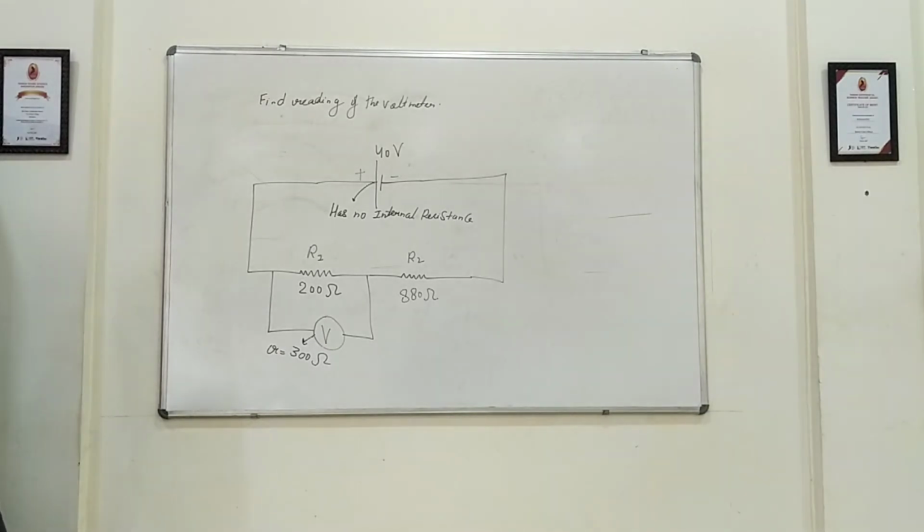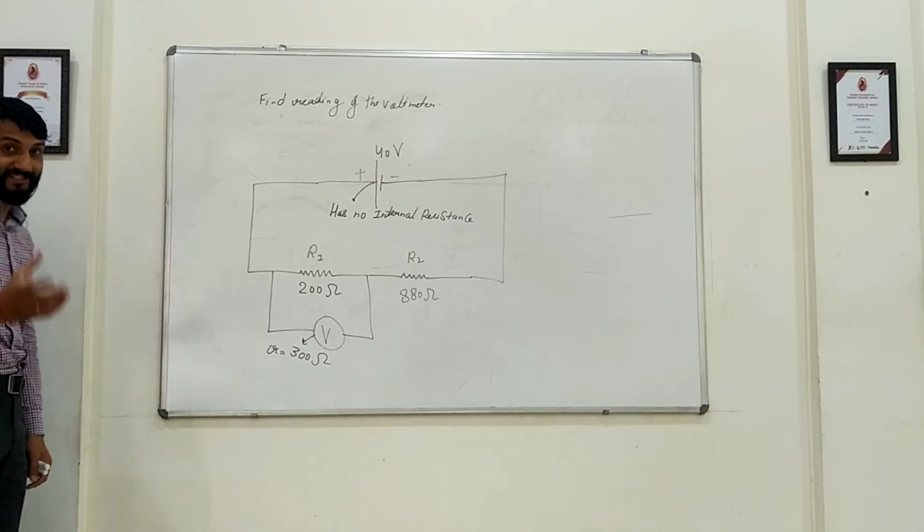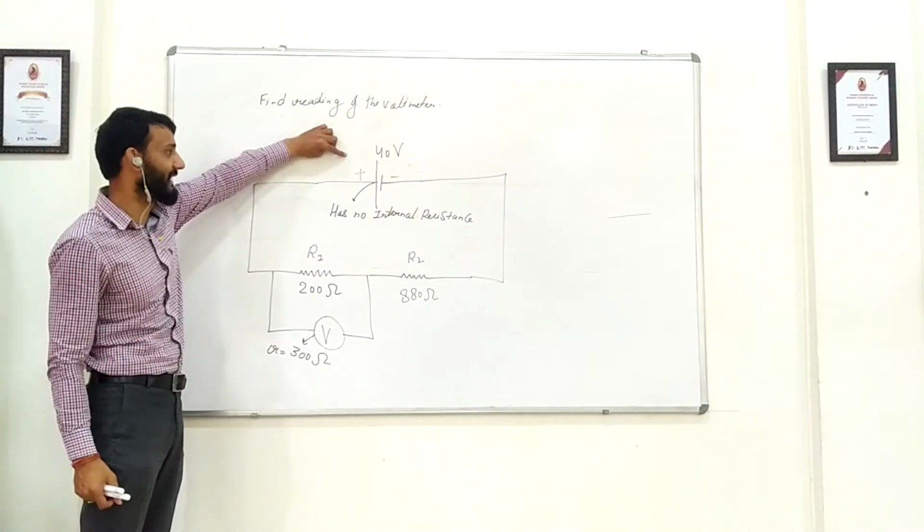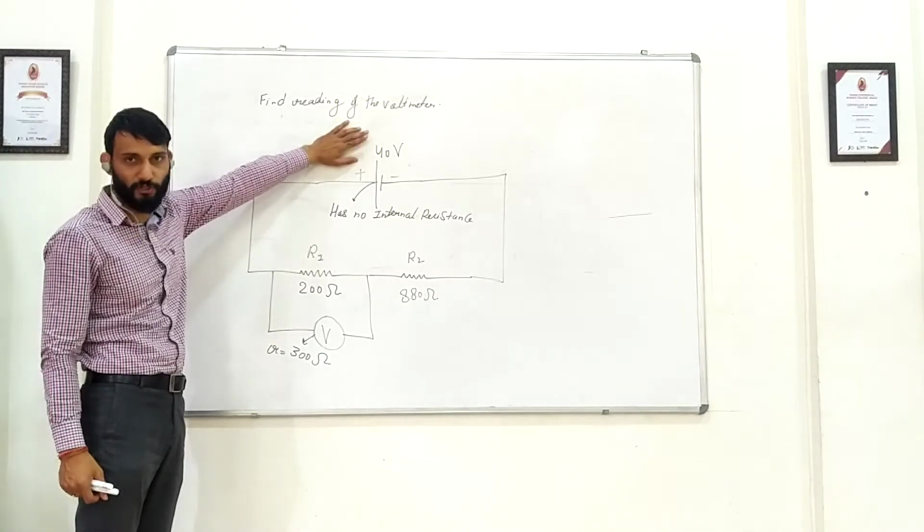This question I'll give you as homework. I'll explain the question. The question says find the reading of the voltmeter. The diagram is there on the board. Let me just explain the diagram. Again we have a cell whose voltage is given as 40 volt.